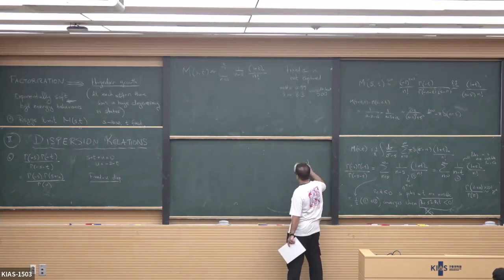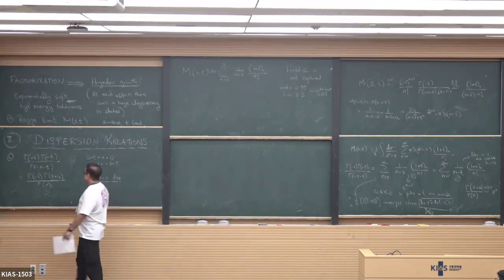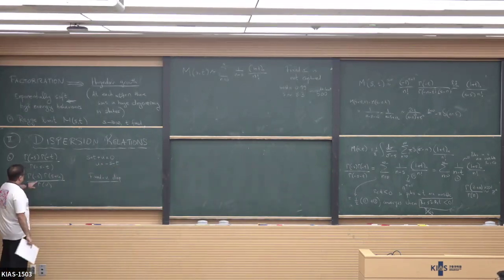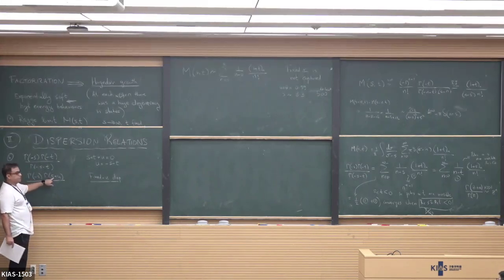So how do we write down a fixed U dispersion relation? The logic is exactly the same, except that now I'm going to hold U fixed, and I'm going to look at the poles in S. But now there are poles both at S equal to plus integer, as well as when S plus U is minus an integer. So you have to take into account two sets of poles.